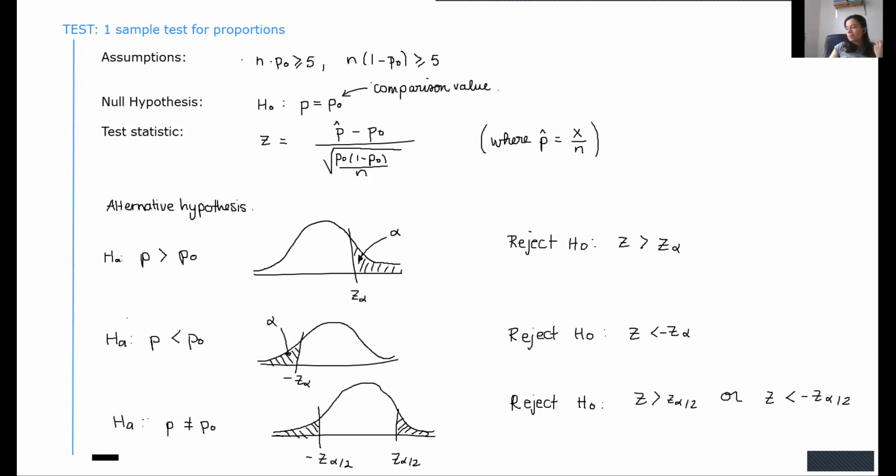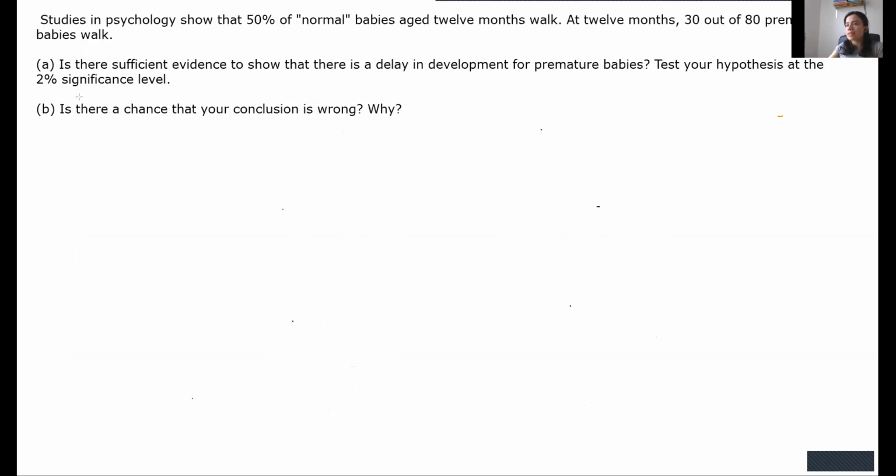All right, so in the next example, we have that studies in psychology show that 50% of normal babies age 12 months walk, and at 12 months, 30 out of 80 premature babies walk. What we want to determine is if there's enough evidence to show that there's a delay in development for premature babies. We're going to test the hypothesis at the 2% significance level.